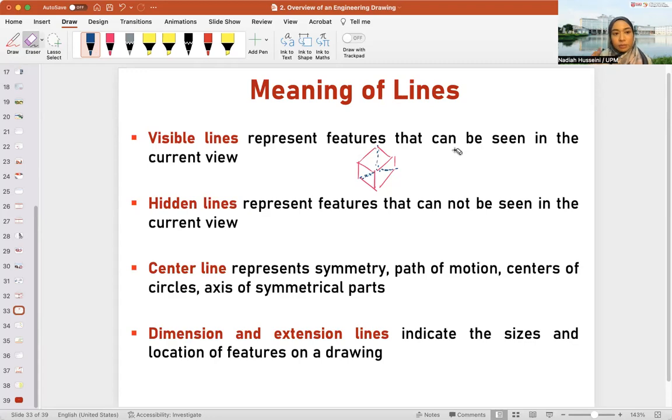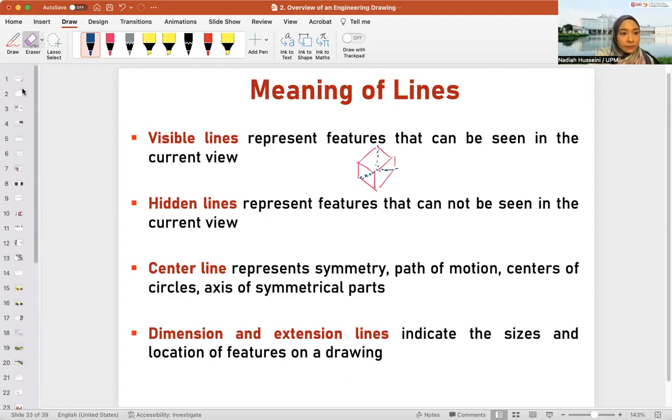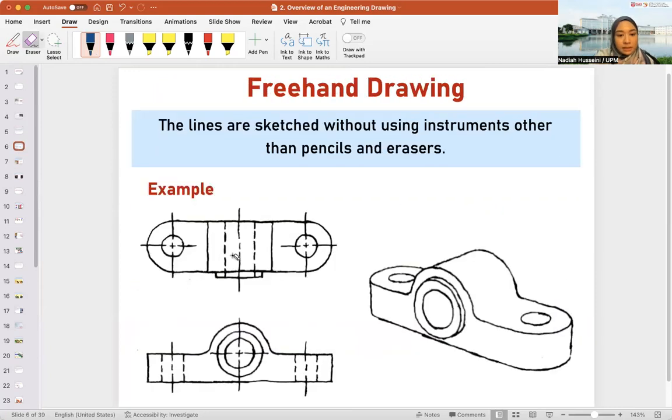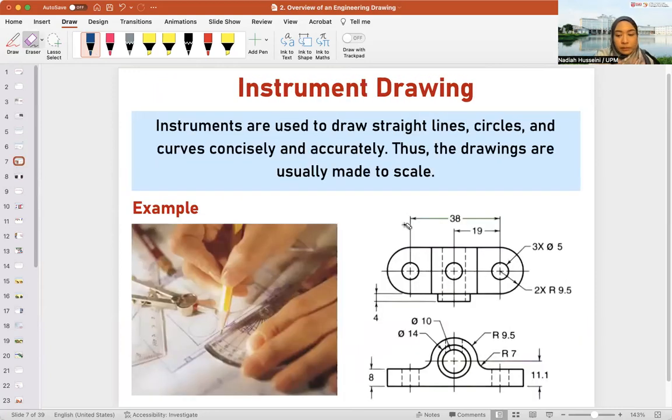So again, we talked about visible line. It means that the lines that we see on an object in our current view. Hidden lines is the lines that I don't see in my current view, but it's there. It's there. And center line kita akan belajar kemudian. Dimension and extension lines is the one that we saw earlier on. Yang tunjuk dimension tadi itulah. Dimension and extension line. This one. This is the extension line, the straight line. And this is your dimension line, yang arrow tu.